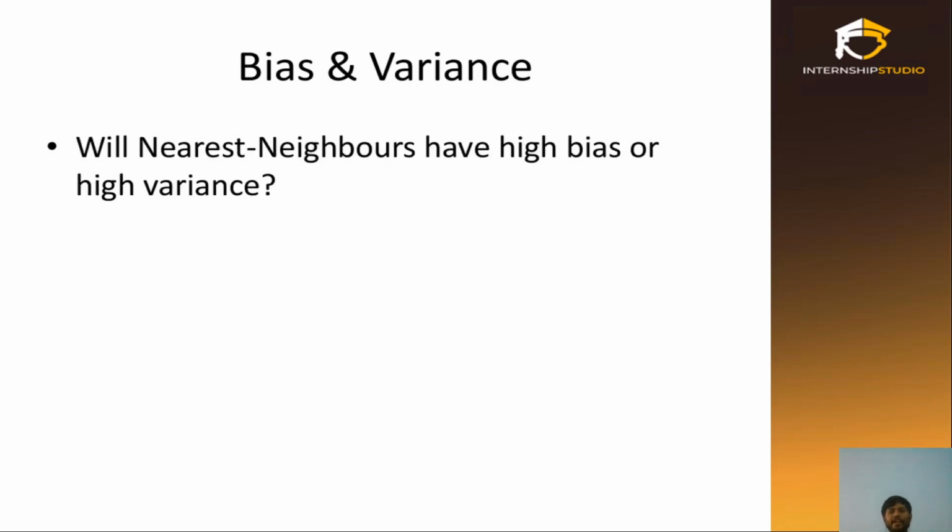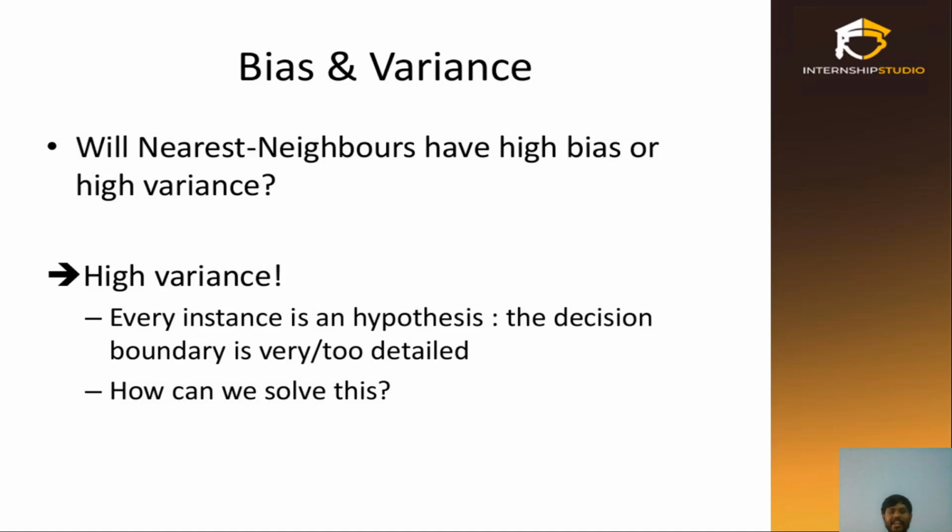And will nearest neighbors have high bias or high variance? Whatever the nearest neighbors that we are taking into consideration in the KNN part, they'll be having high variance. Why? Because every instance will be a hypothesis, right?